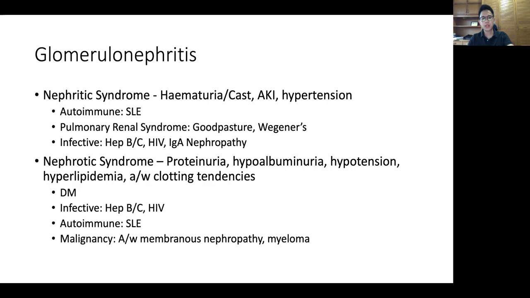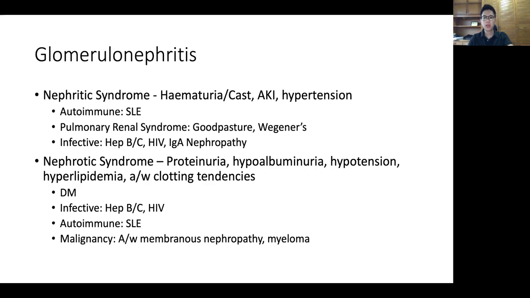In terms of the nephrotic syndrome group of conditions, this tends to present with proteinuria and hypoalbuminemia. The proteinuria range tends to be more than 3 grams per day. There can be a lowish blood pressure, hyperlipidemia, and associated clotting tendencies, especially if the nephrotic syndrome is chronic and severe. So number one, it's important to exclude diabetes mellitus, which would probably be the commonest cause of nephrotic range proteinuria. Then the infective groups, Hep B, Hep C, HIV, and lupus once again can also present as such.